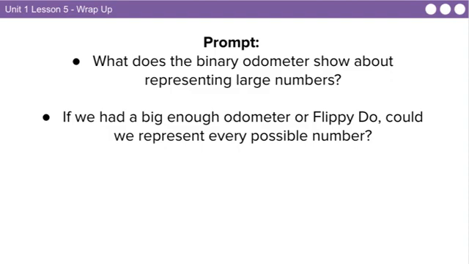So in your journal, answer this, and you can include that this is the wrap-up for Lesson 5. What does the binary odometer show about representing large numbers? If we had a big enough odometer or flippy-do, could we possibly represent every single number, every possible number? Answer those questions in your journal. Then I want you to go to Unit 1, Lesson 5, and answer Bubble 3. Answer those questions.